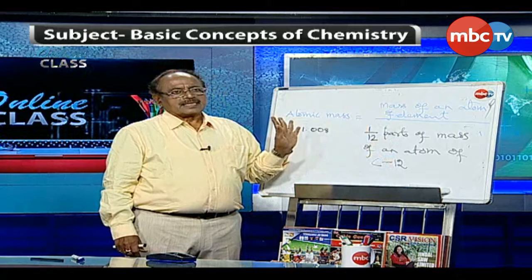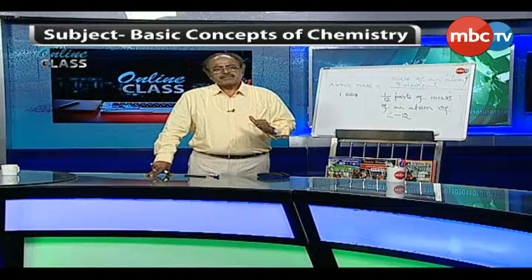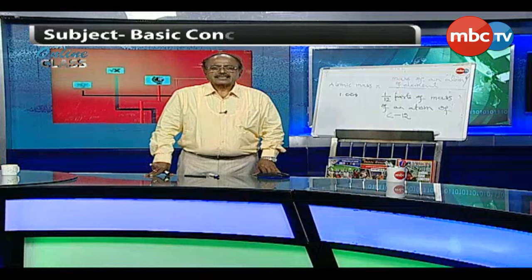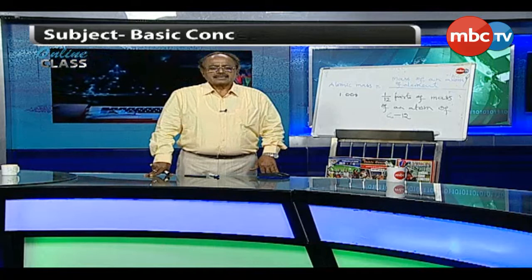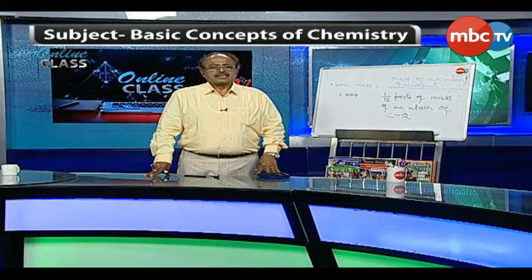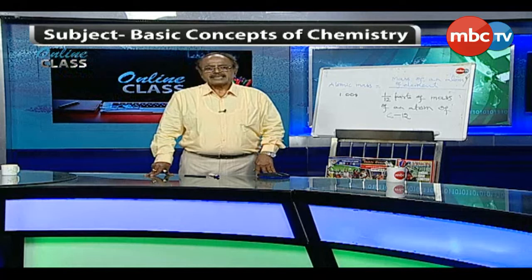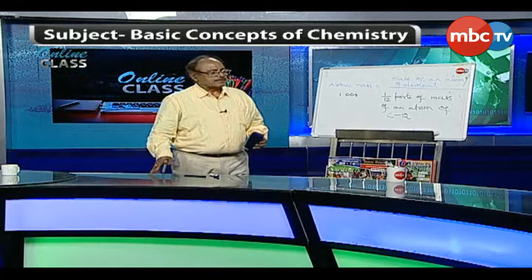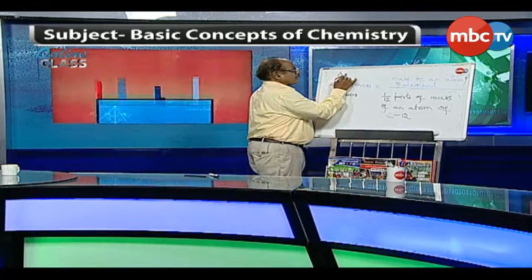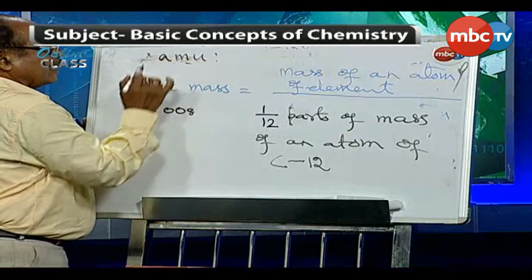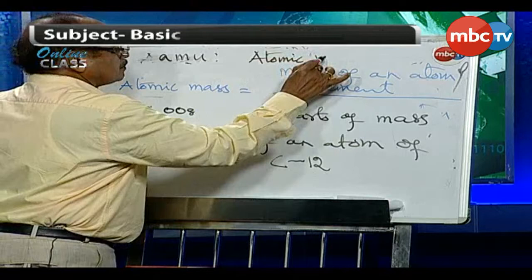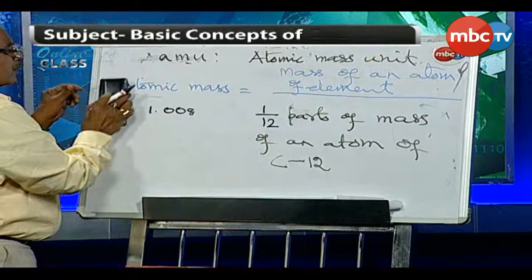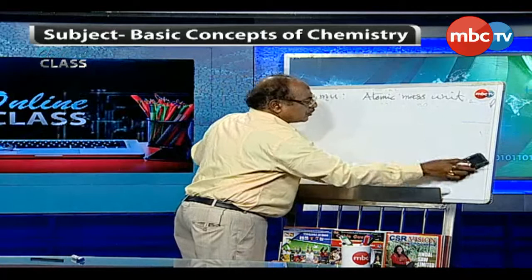Now, the characteristics of atomic mass. First, it is not an absolute mass, not the exact mass. Second, it is a relative average mass. Third, it is not expressed in normal units. We have kg and gram, which you have already studied as units of measurement. Atomic mass is expressed in AMU, which stands for atomic mass unit. So what is the relationship between the unit of mass and the atomic mass unit?